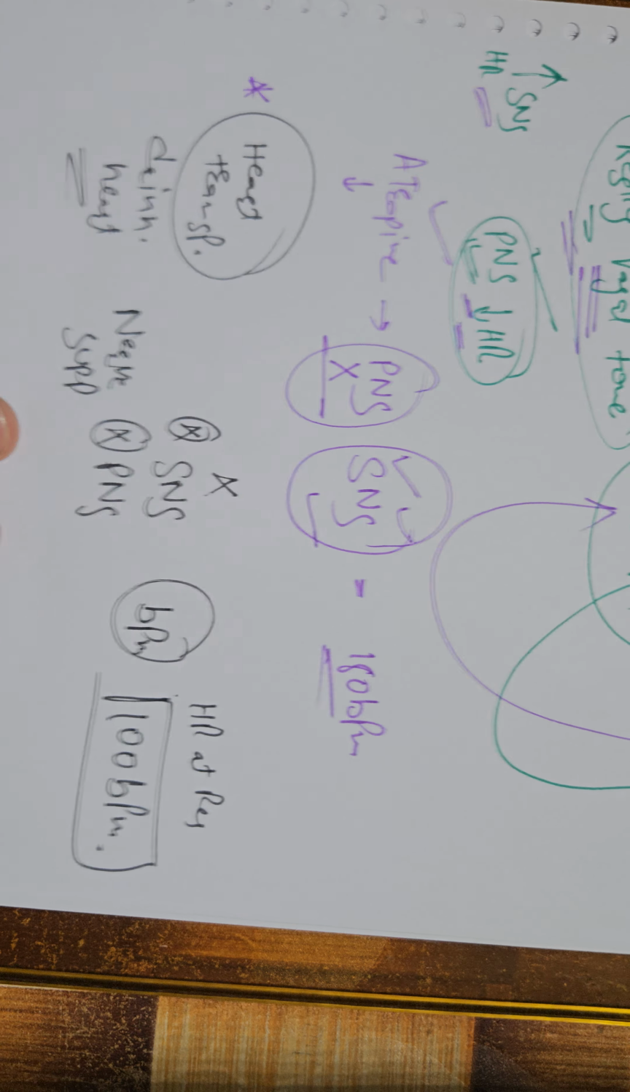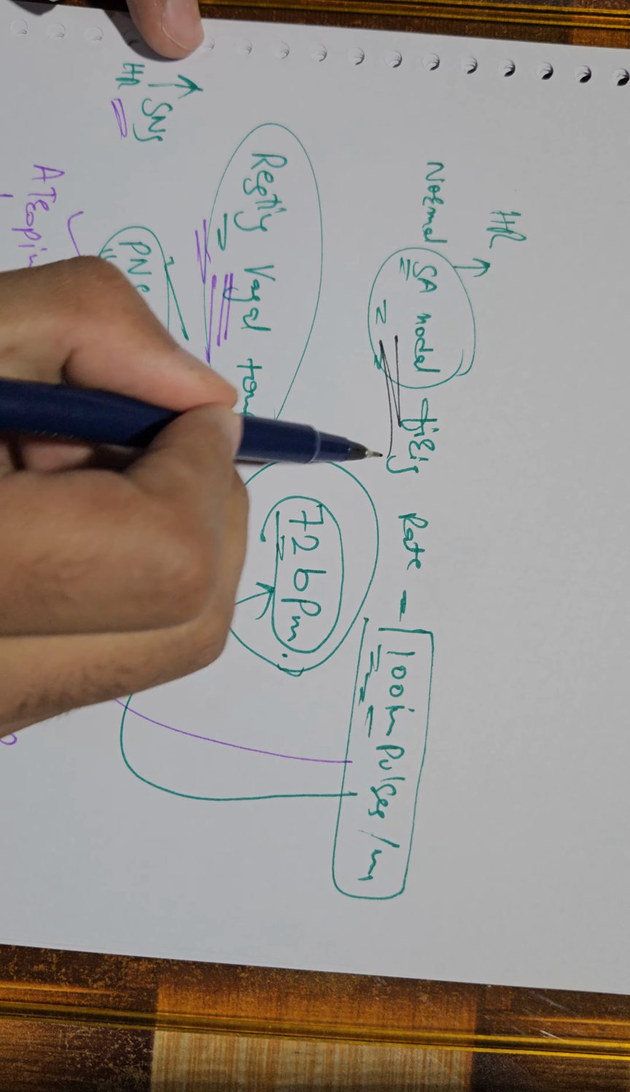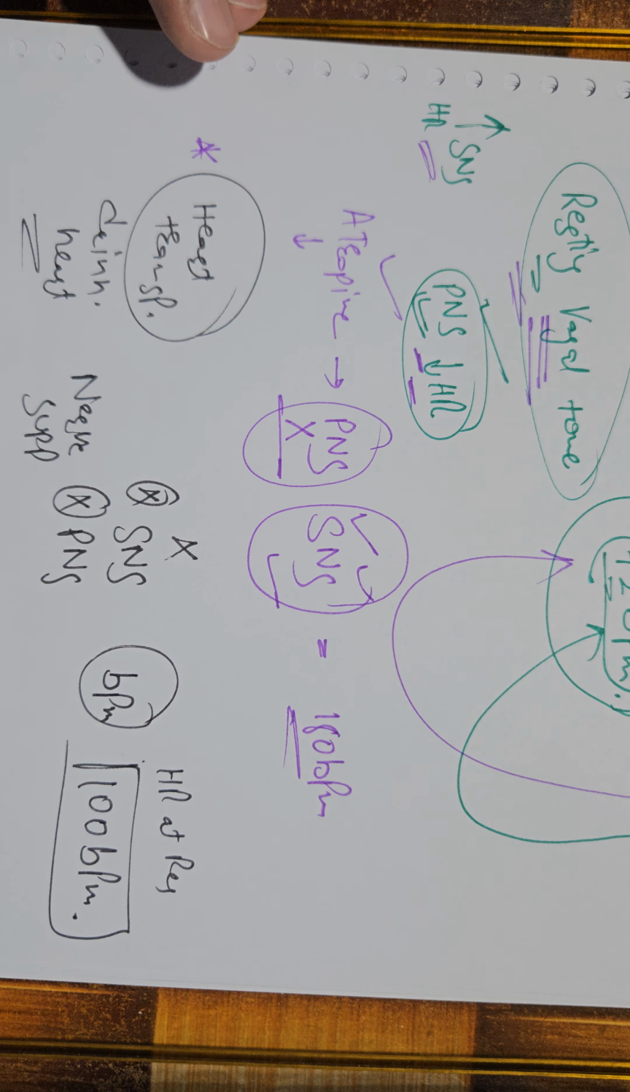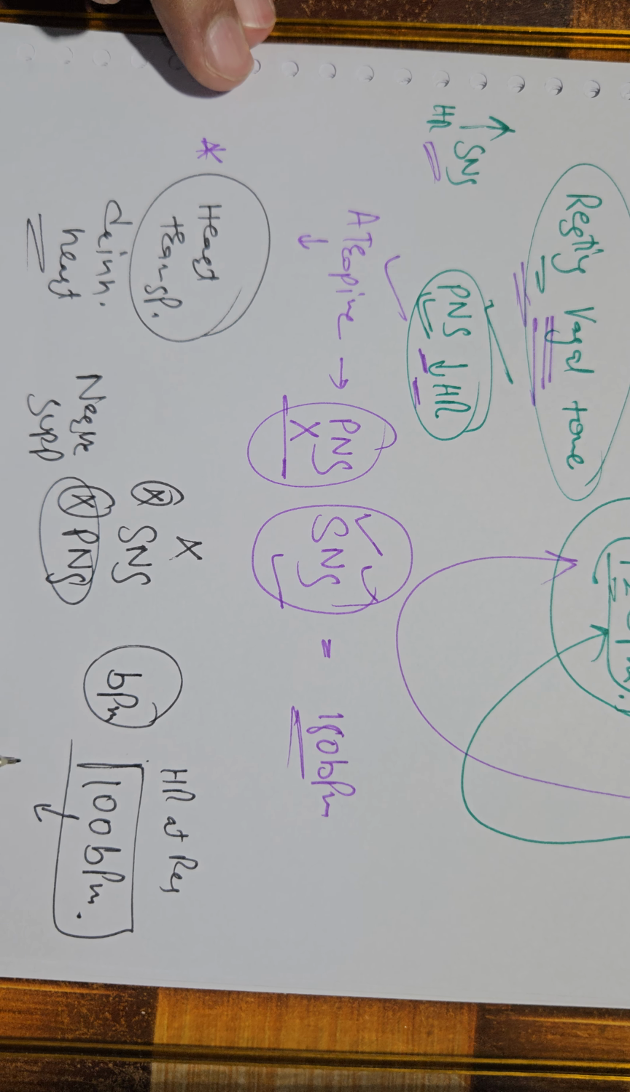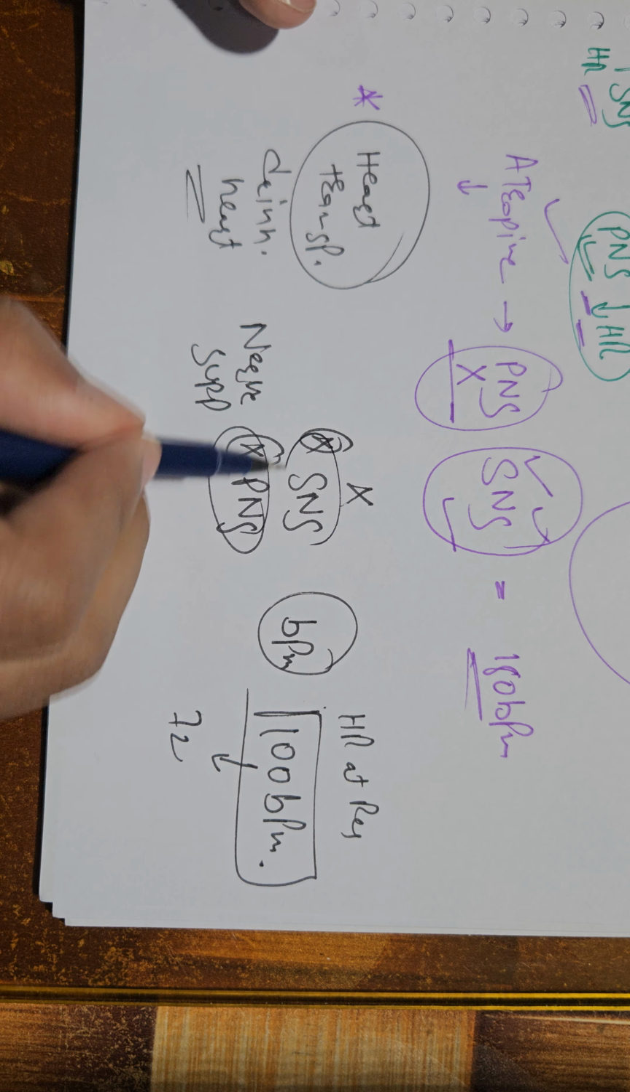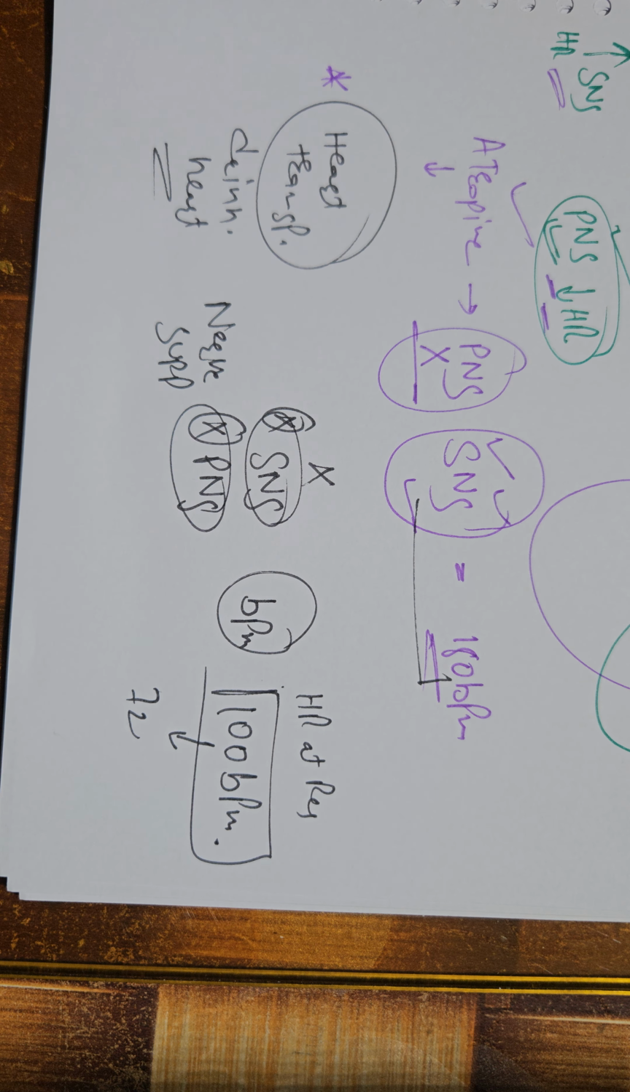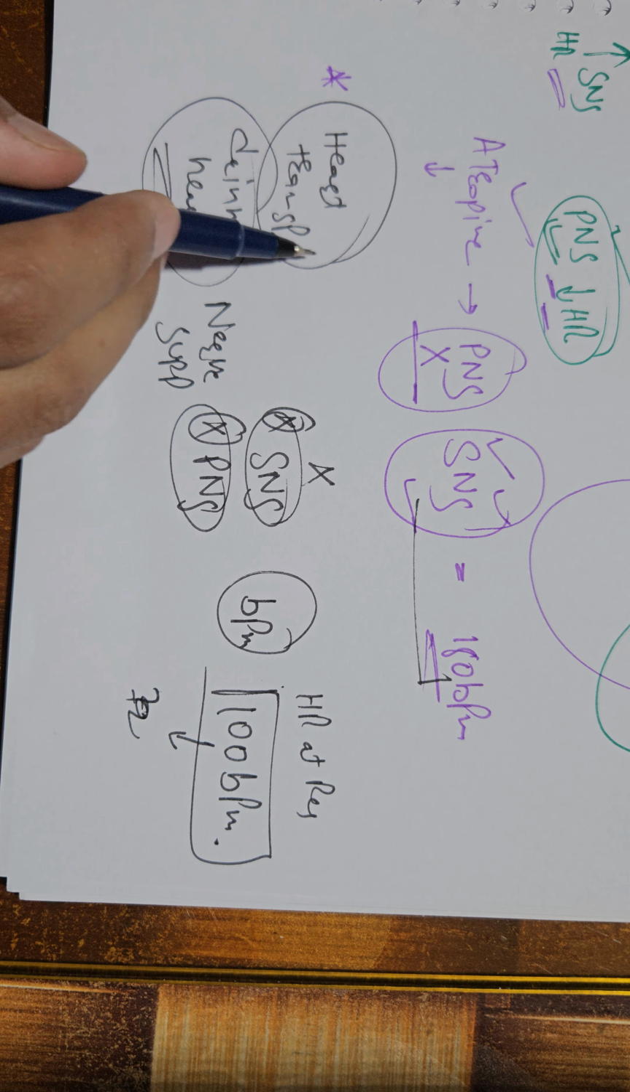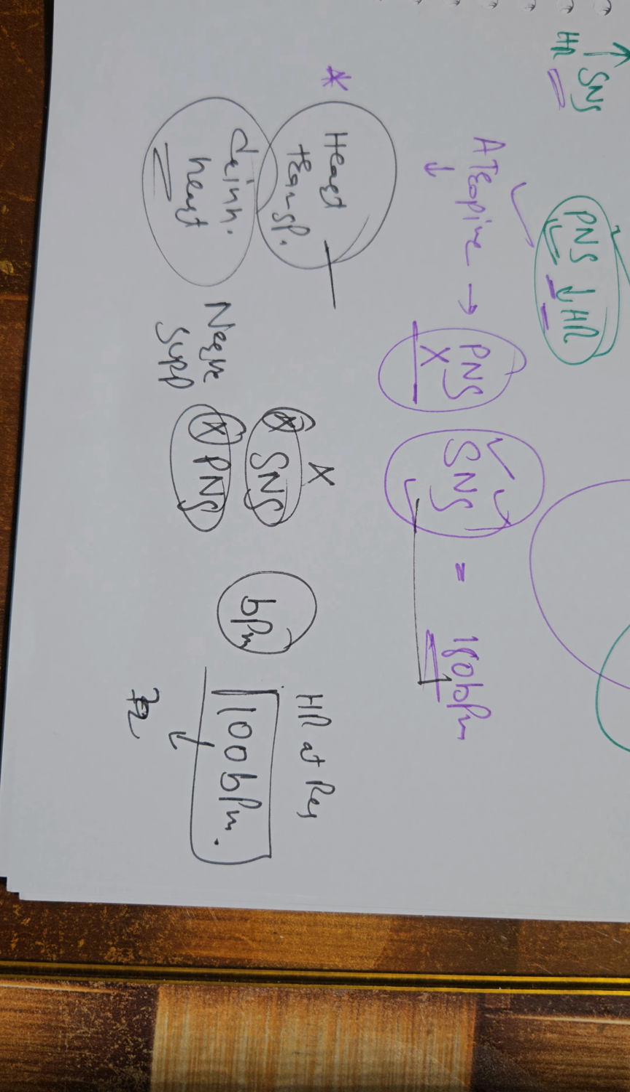Why 100 beats per minute? Because his SA node is firing 100 impulses per minute, and there is no parasympathetic nervous system to decrease it to 72, and there is no sympathetic nervous system to increase it to 150. Is that clear? So for the person having a de-innervated heart, or the heart transplanted patient, there is no sympathetic and parasympathetic nerve supply, and his heart rate at rest will be 100 beats per minute.